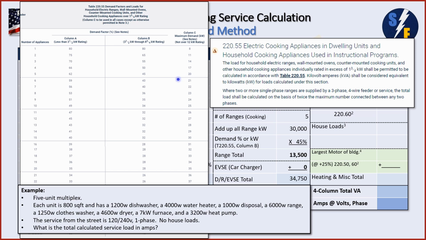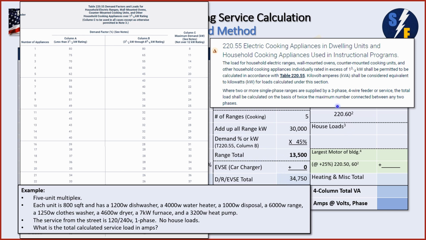However, 6 also falls into the range of column B. It's between 3.5 kW through 8.75 kW. So we go down to 5 ranges under here, and it says we can use a 45% demand factor and apply it to our range total. So if we take 30,000 and apply 45%, we come up with 13,500. So that's much lower than the 20 kW. So our range total is going to be 13,500 for this problem.